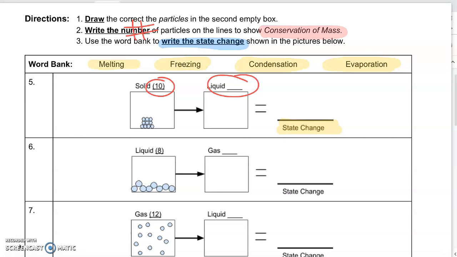Okay, students, then we drew 8 liquid particles in the box. We're going from a liquid to a gas. How many particles are you going to draw? And what do they look like? Then, when you go from a liquid to a gas, what is that state change? Press pause and do your work.